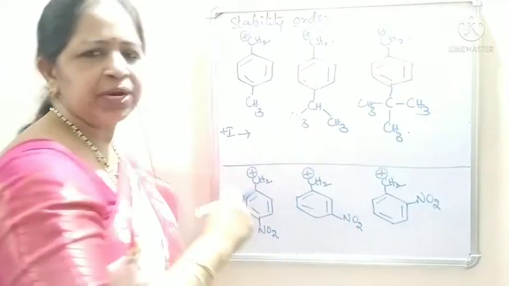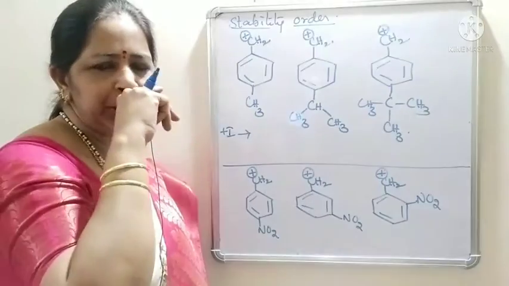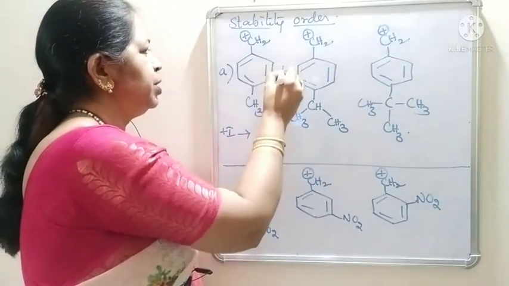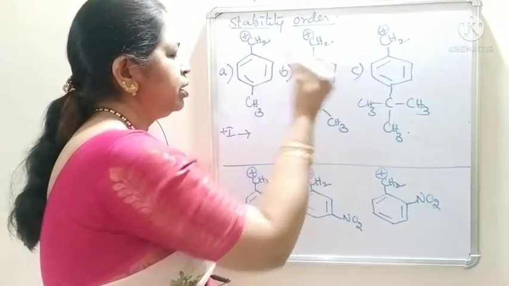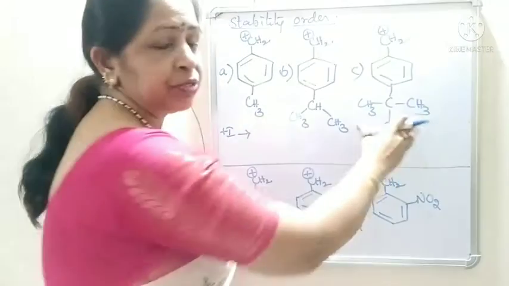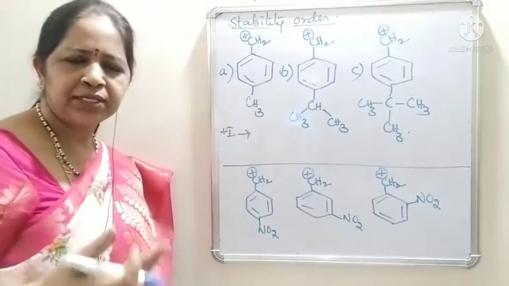By considering the plus I effect, what will be the stability order of these three species, for example, A, B and C? What is the order of these three? This is 3 methyl groups which will cause the plus I effect.